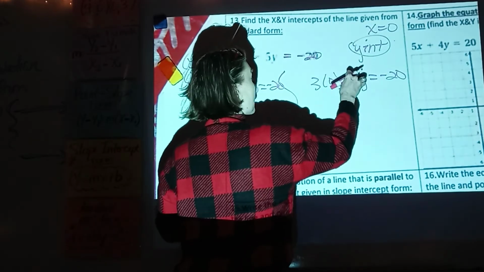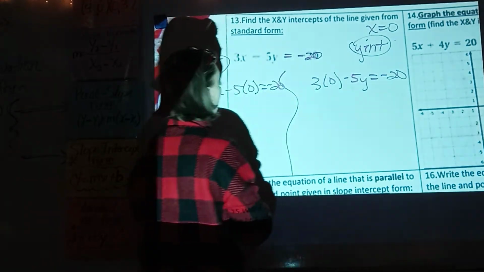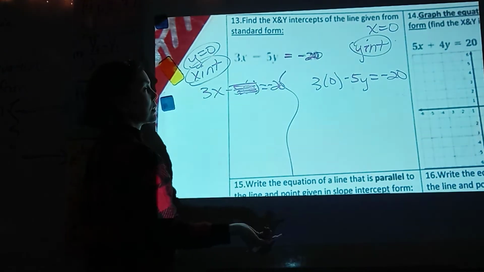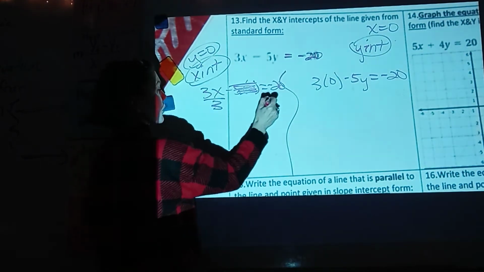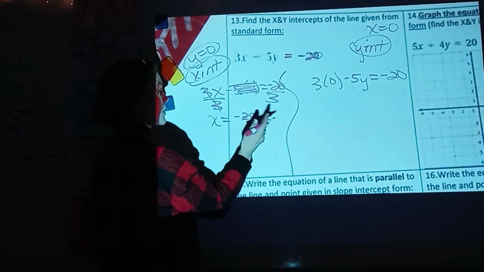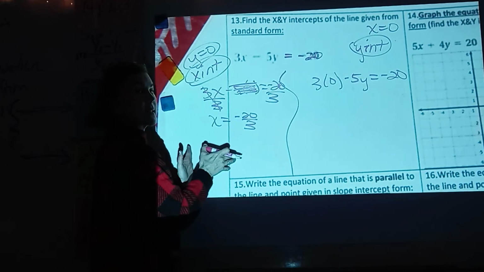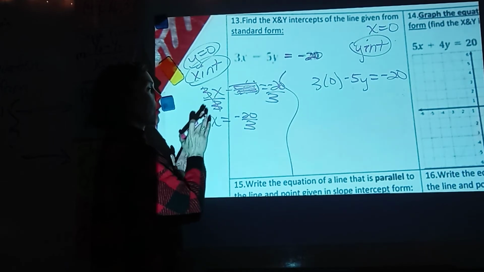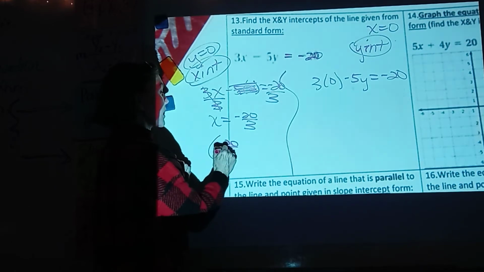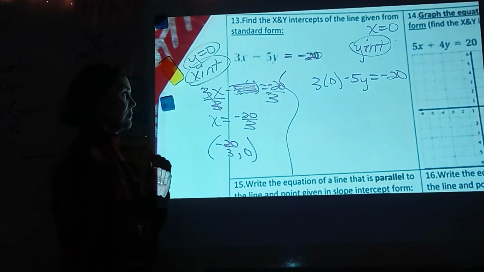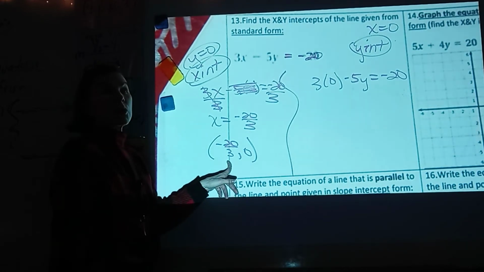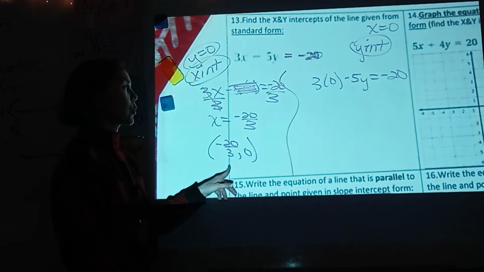That's a very weird y, so let me fix that. Okay, so negative 5 times 0, that just goes away. Okay, and divide by 3 on both sides. We have x equals negative 20 thirds. But that is not our x-intercept. You solved for x, but that's not the x-intercept. The x-intercept is going to be negative 20 thirds, 0. And if you were to graph this, you'd have to turn this into a decimal so that you could put it on the coordinate plane.